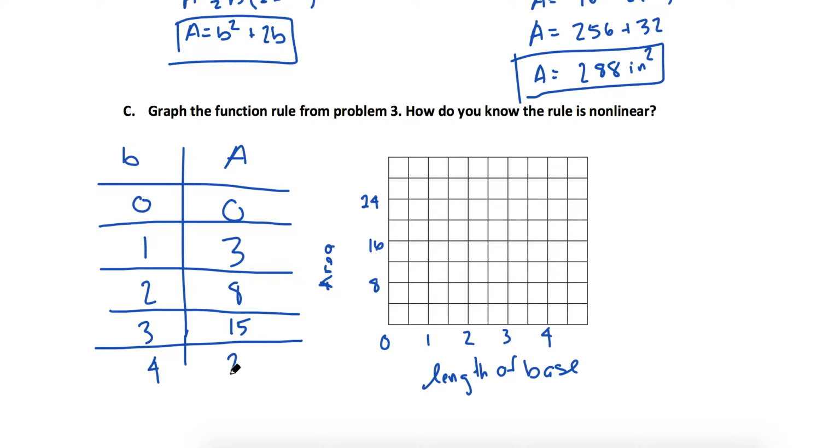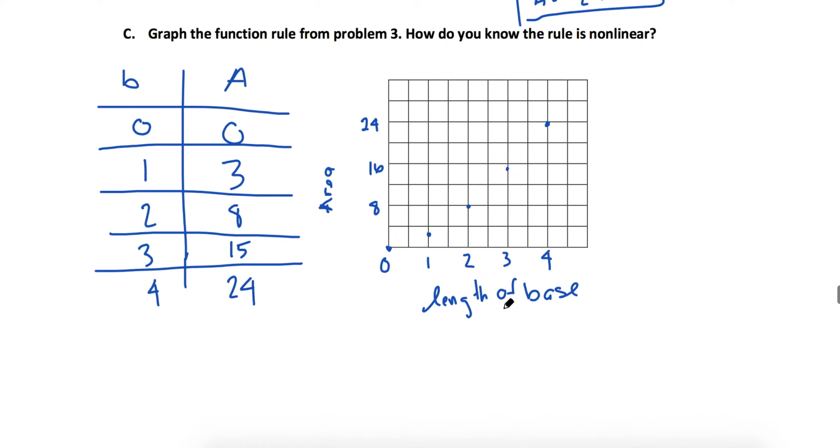So we can go ahead and plot some of these: 0, 0 here; 1 goes with 3; 2 goes with 8; 3 goes with 15; and 4 goes with 24. Maybe not super obvious, but you definitely would have to make a curved line there. You could grab a ruler for yourself and see that those are not in a straight line. So this is a nonlinear example.